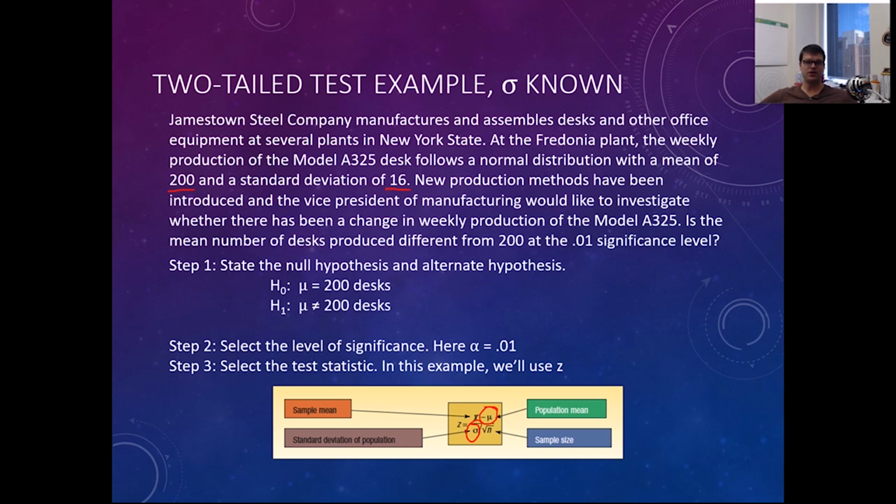Right there, we're going to determine whether or not that z value is more extreme than the z value at an alpha of 0.01. So we have the hypotheses. The null hypothesis is that mu is equal to 200 desks. The alternative hypothesis is that mu is not equal to 200.